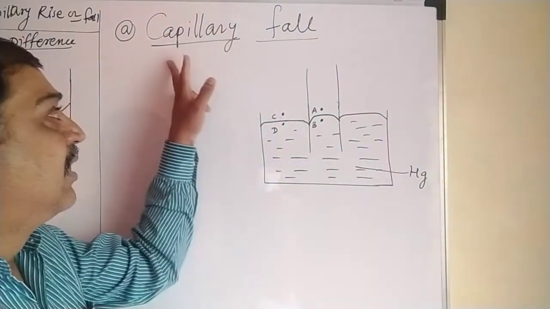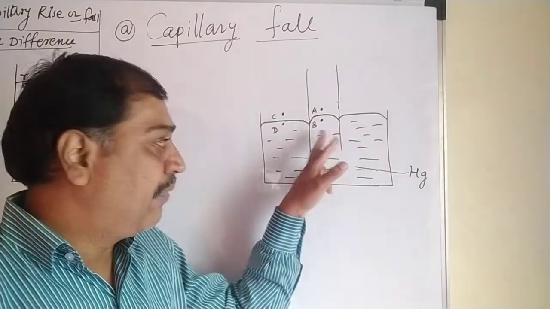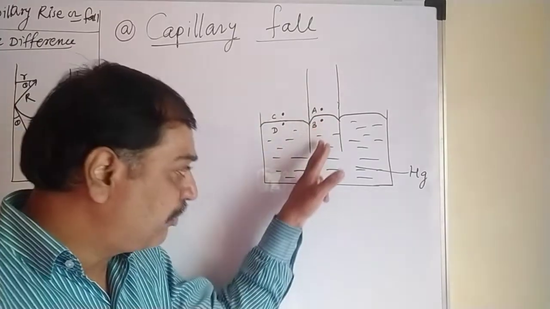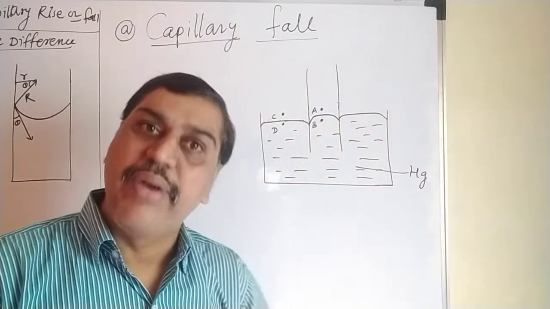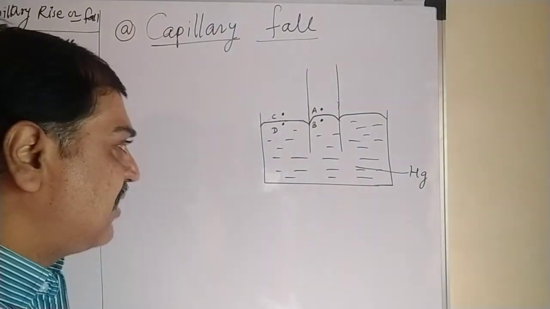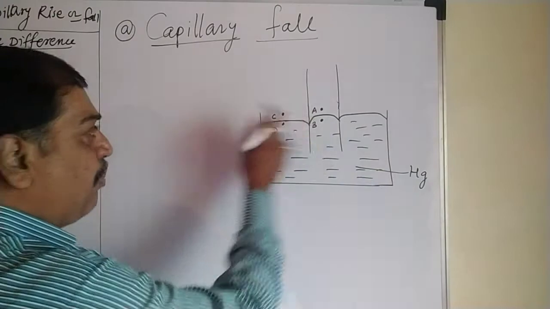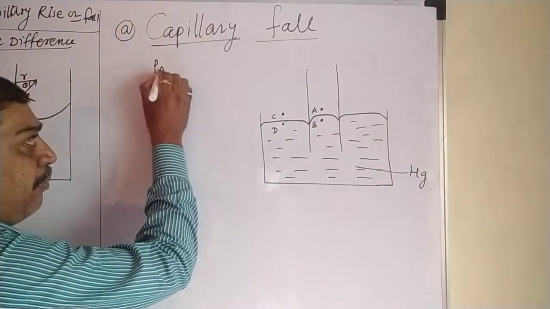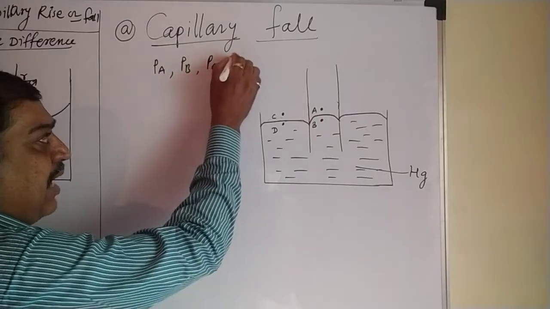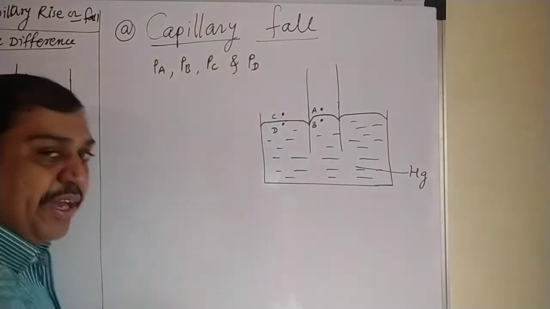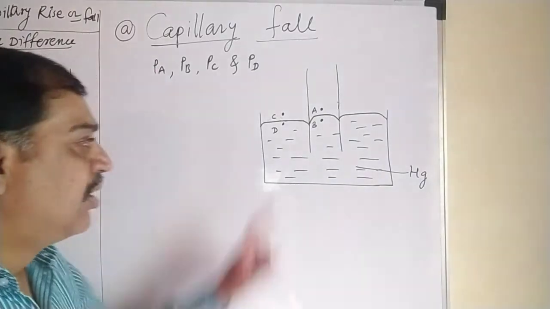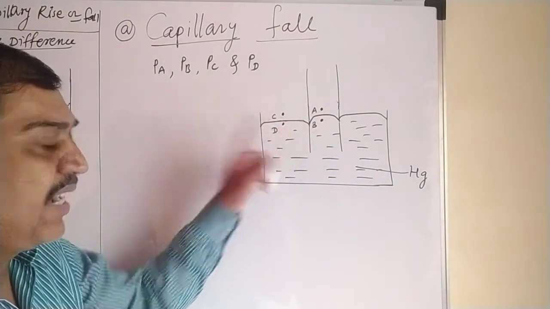So we say capillary fall. This is the normal level we have drawn, but practically it is seen that the level goes in the downward direction. Now why and how that happens, we have to see. For that, let us consider these 4 points. Let the pressures at points A, B, C and D be PA, PB, PC and PD respectively.